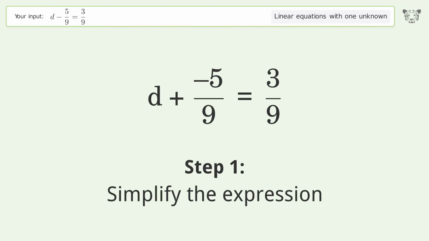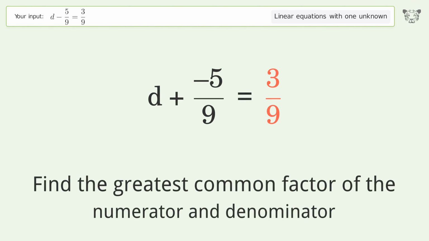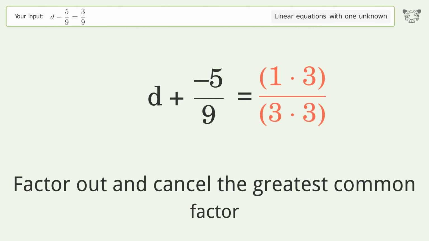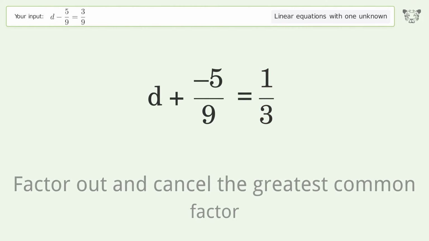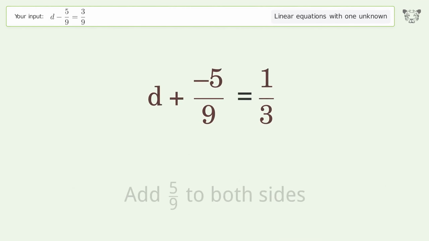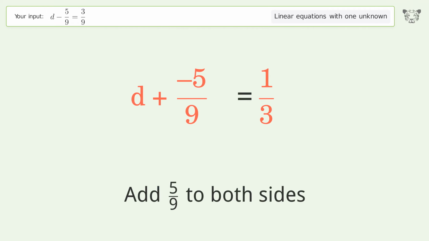Simplify the expression. Find the greatest common factor of the numerator and denominator. Factor out and cancel the greatest common factor. Group all constants on the right side of the equation. Add 5/9 to both sides.